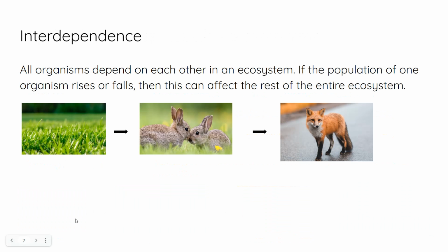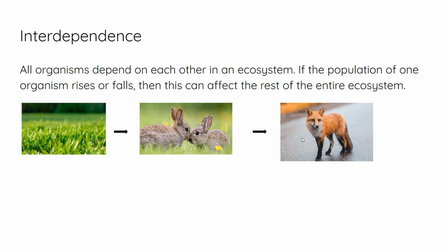Okay, now we can talk about interdependence. All organisms depend upon each other in an ecosystem. If the population of one organism rises or falls, then this can affect the rest of the entire ecosystem. I have a simple food chain here. So we have the grass, rabbit, and fox. Let's name them producer, primary consumer, and secondary consumer.